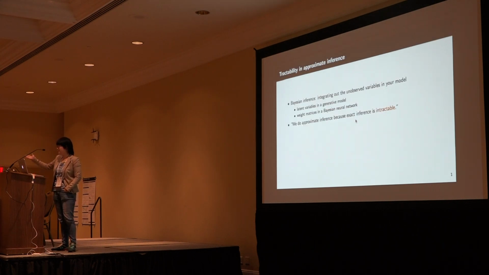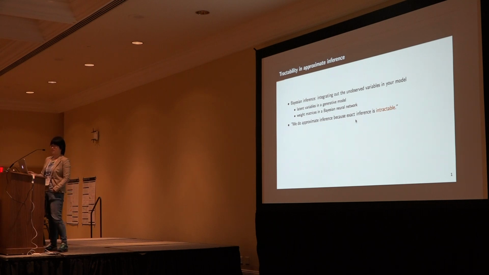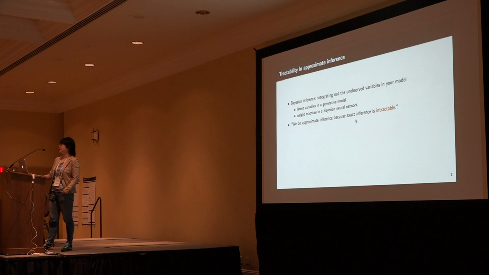I hope all people here do Bayesian inference. Usually when we say doing Bayesian inference, we are interested in integrating out the unobserved variables in the model. For example, if you have a generative model, then maybe you are interested in integrating out the latent variables. If you are doing Bayesian neural nets, then we are interested in integrating out the weight matrices. So we are all here for approximate inference, because exact inference, integrating out all the random variables, is intractable.